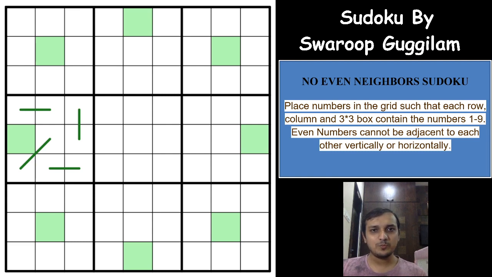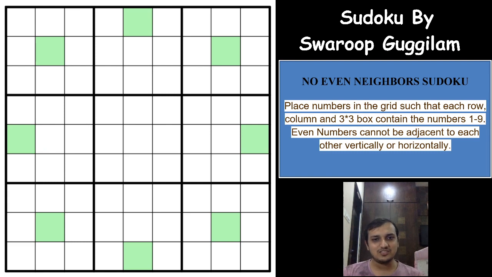In any no even neighbor Sudoku, these cells must be even. What an excellent trick this is, and I was myself shocked to see this trick. I really was amazed by this trick, to be frank, and it was an amazing trick. So I hope you enjoyed this trick.